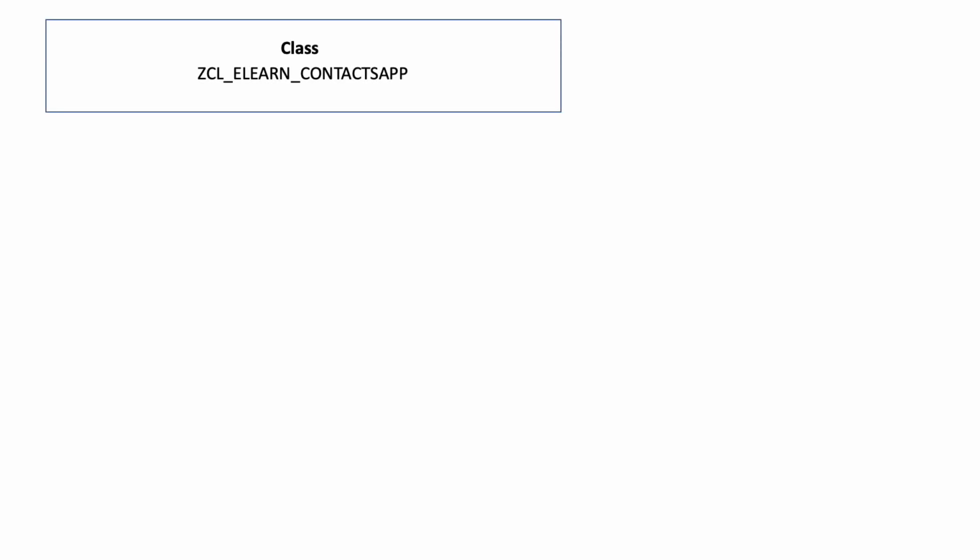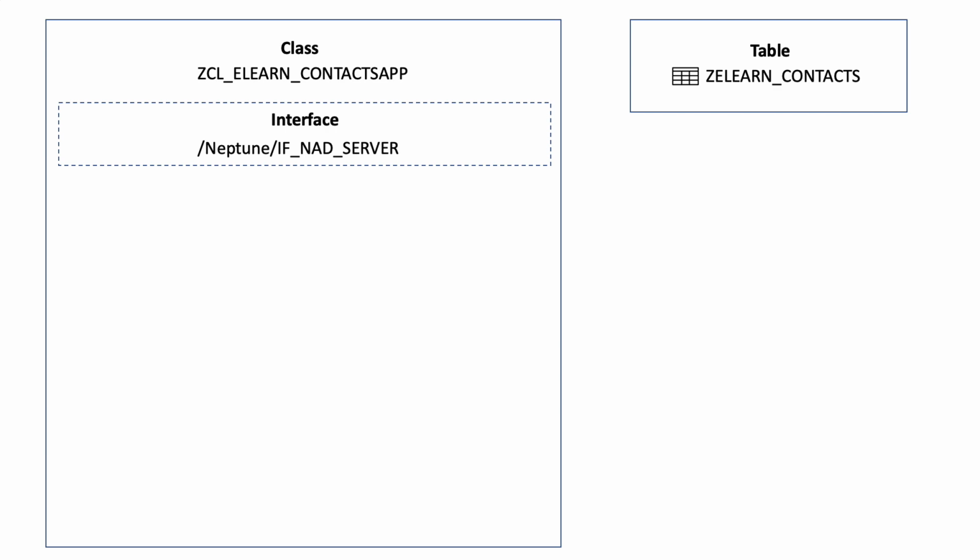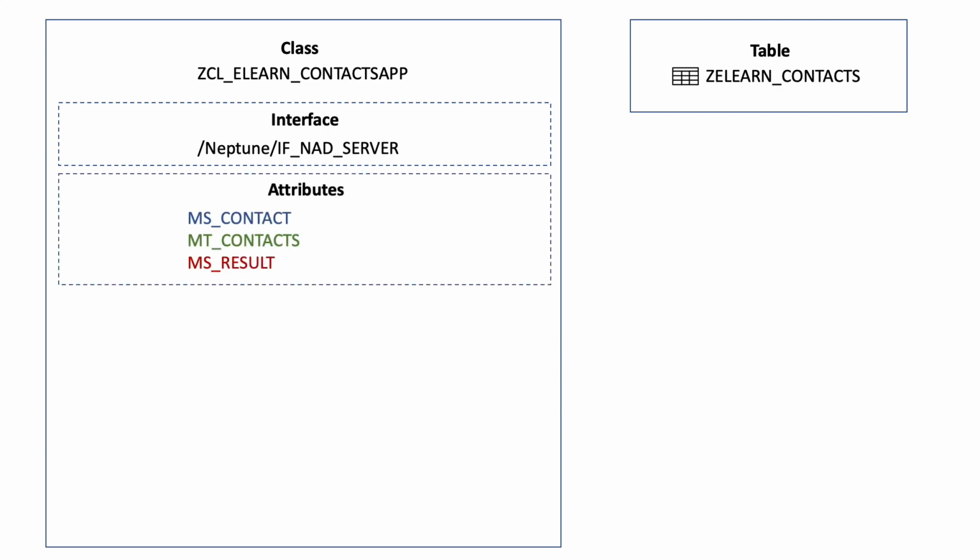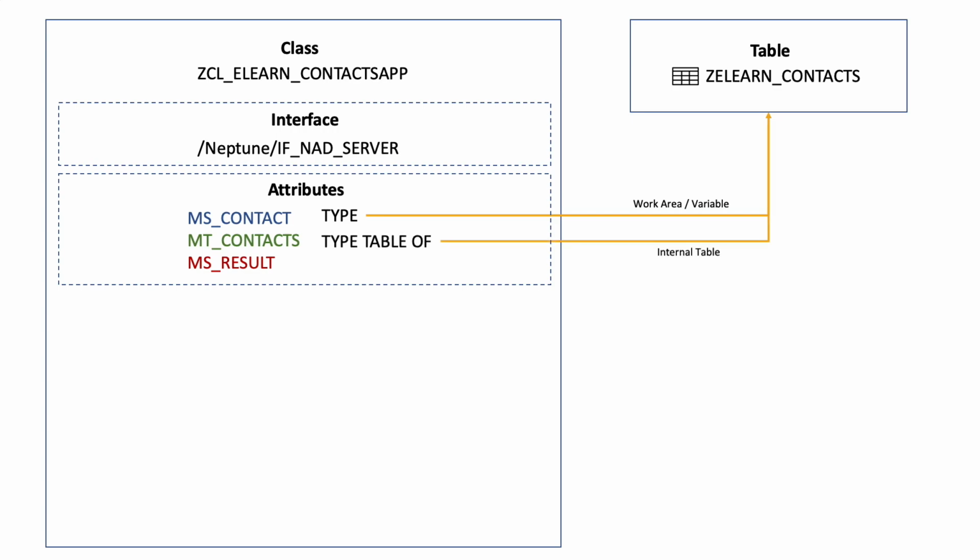Within SAP, we're going to create a class and a table. Within our class, we'll add the Neptune IF_NAD_SERVER interface. We'll also create three attributes. MS contact will be our work area, or a variable based on our table. MT contacts will be a type table of, and this is an internal table. And then our final attribute, MS result, will have the type of Pt.2.